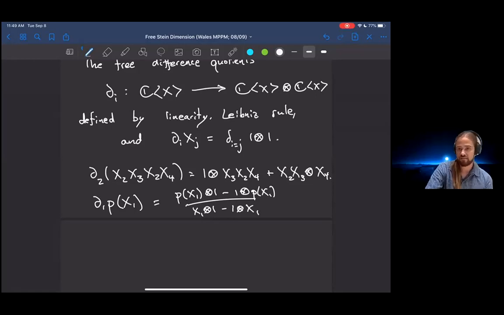So it turns out that these free difference quotients play the right role of DDT, and so the free Fisher information is defined.